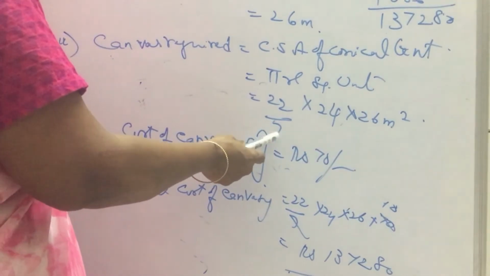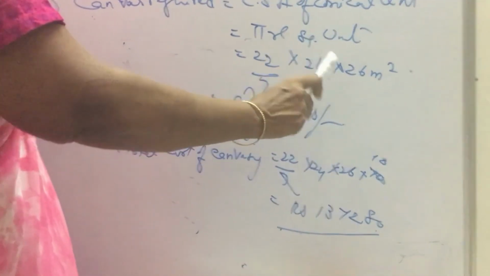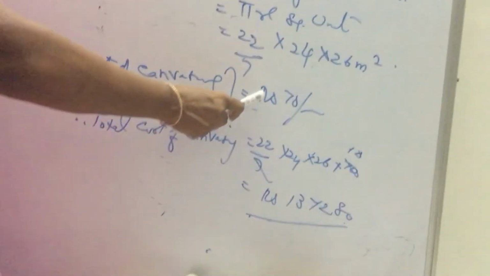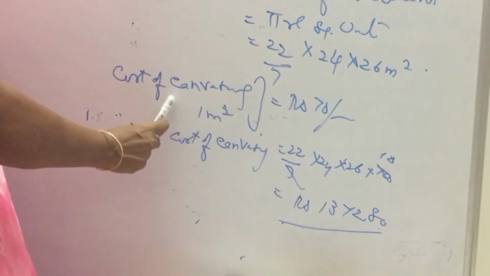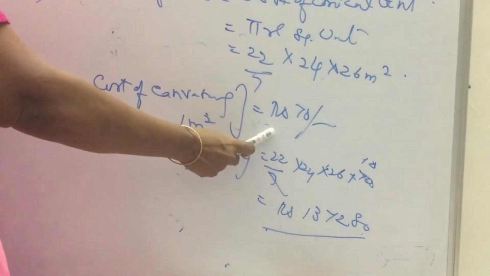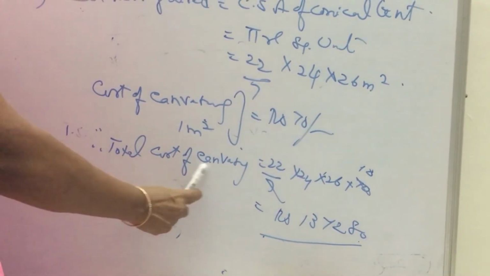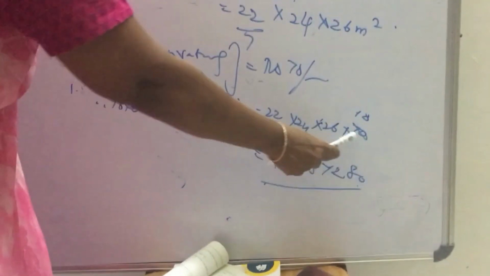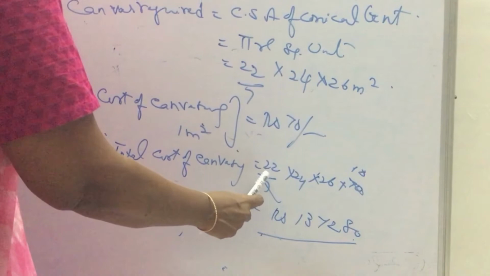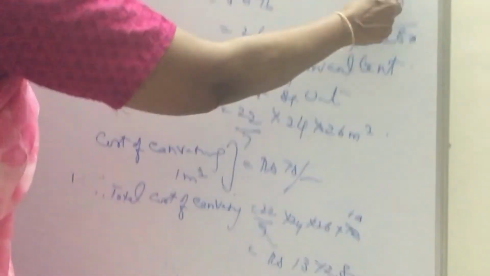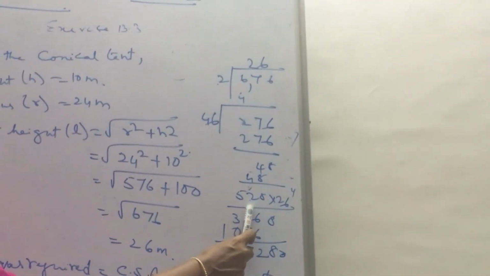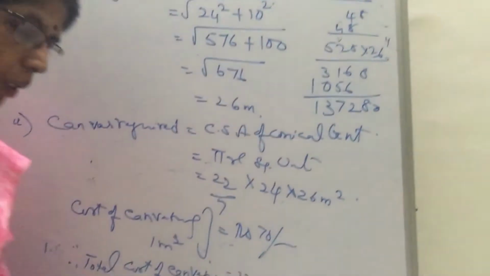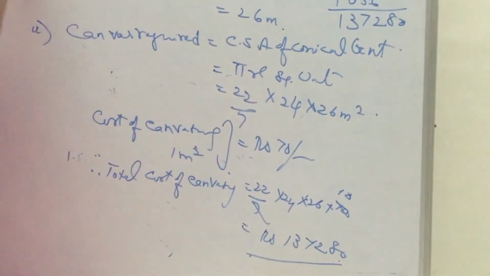Square units. I did not multiply nor cancel. Why? Because the cost is given as a multiple of 7. Cost of canvassing 1 meter square is rupees 70. The total cost of canvassing is equal to 22 by 7 into 7 goes how many times? 10 times. 22 into 24. See, children, 528 into 26, 137280 is the total cost of canvassing.